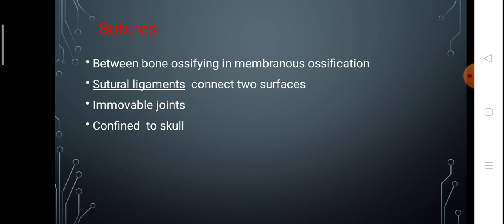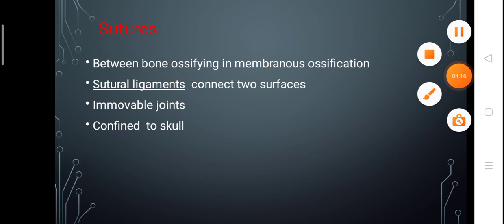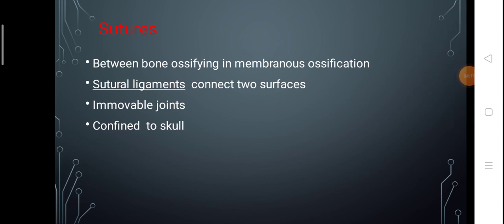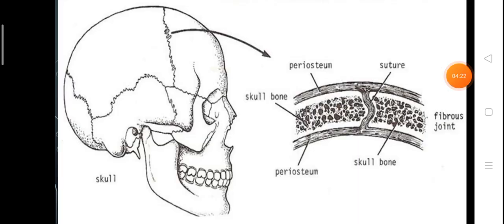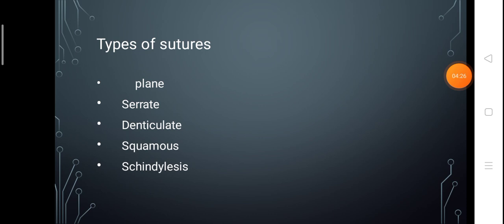Here articular surfaces are connected by a thin layer of connective tissue, that is the sutural ligament. The sutural ligament connects two surfaces of bones. And these are immovable joints which are confined to the skull. Here you can see the suture. Based on the shape of the meeting point of bones, 5 types of sutures are there. They are plain, serrate, denticulate, squamous and schindylesis.